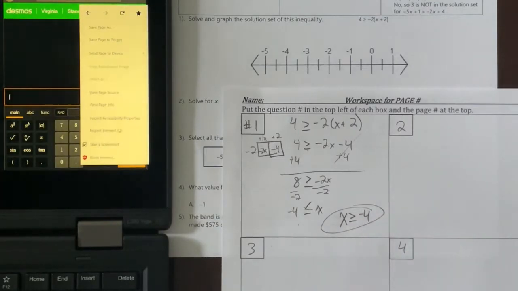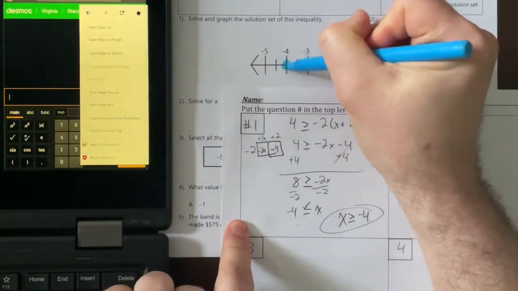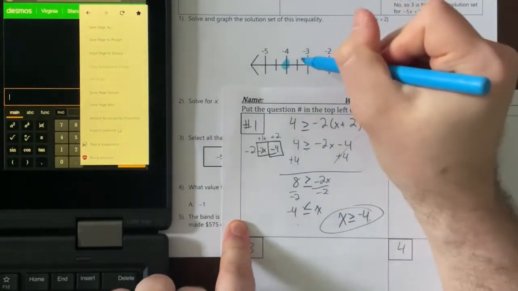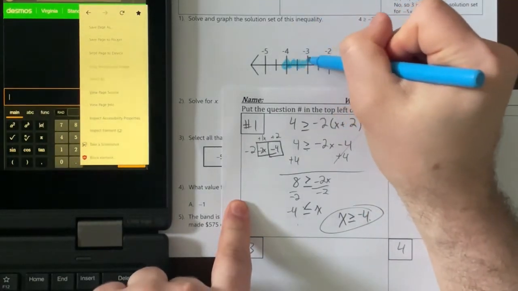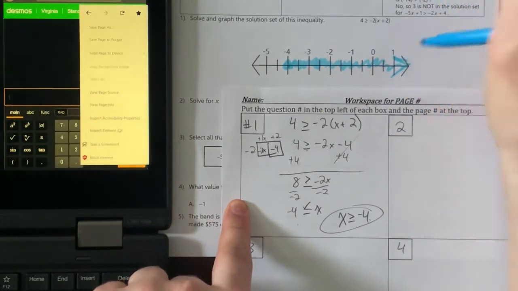So that means I'm going to have a closed circle on negative 4. Let me have a closed circle on negative 4. And I'm saying, okay, everything to the right of it. It's saying any value that is greater than negative 4 is an answer.